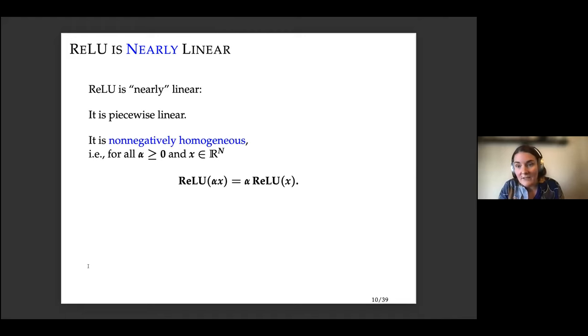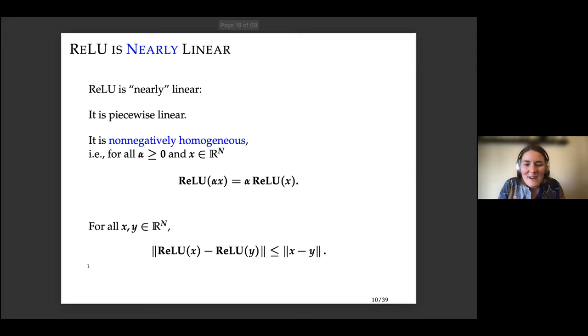It's also non-negatively homogeneous. So if we multiply any input by a non-negative number, then we can pull that scalar out. And it's not actually a linear function. We don't have additivity, but we have this subtractivity. So this minus sign here is important, but if we take the difference of the ReLU applied to two different vectors in the same dimensional space and take the norm of that, that is bounded above by the norm distance of those vectors in the higher dimensional space.